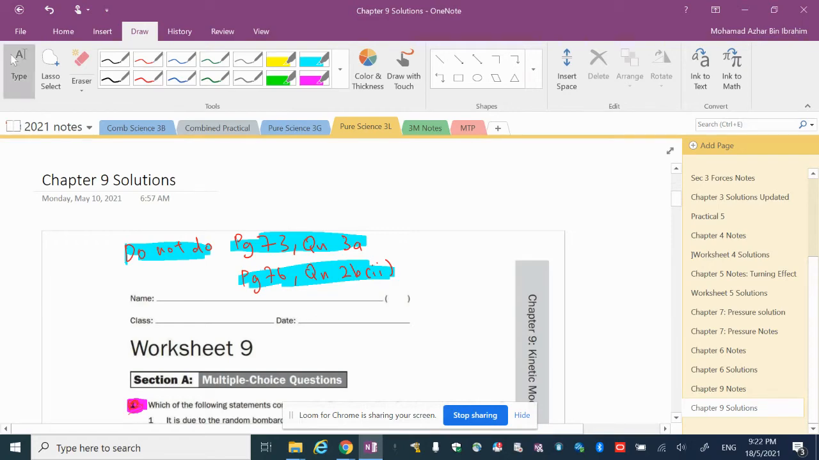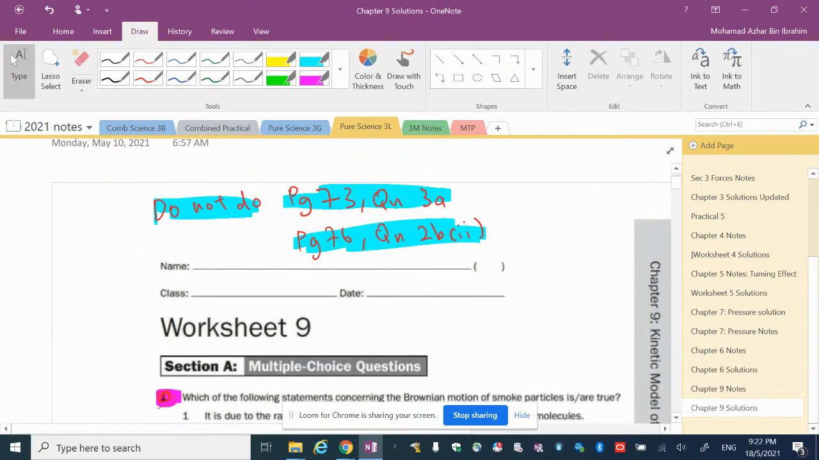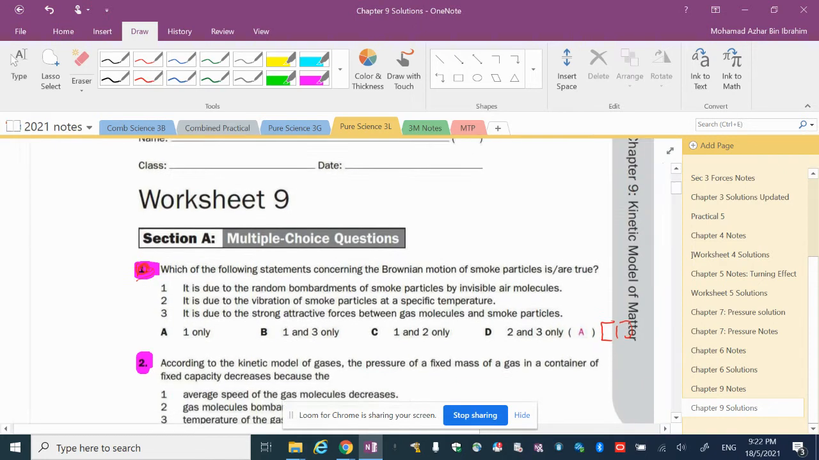All right, guys, we're going to discuss worksheet 9 now, which is kinetic model of matter. Just remember that all the calculation-based questions are out of syllabus, so there's no need for you to do them.